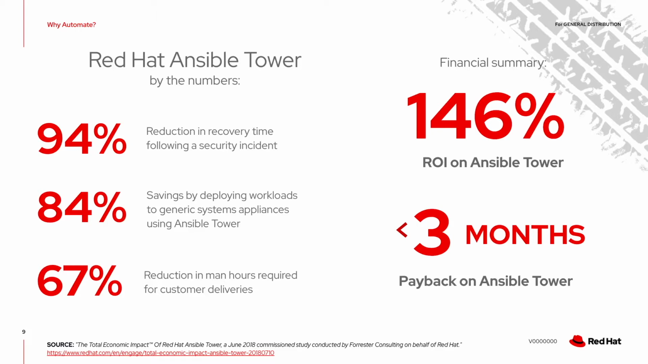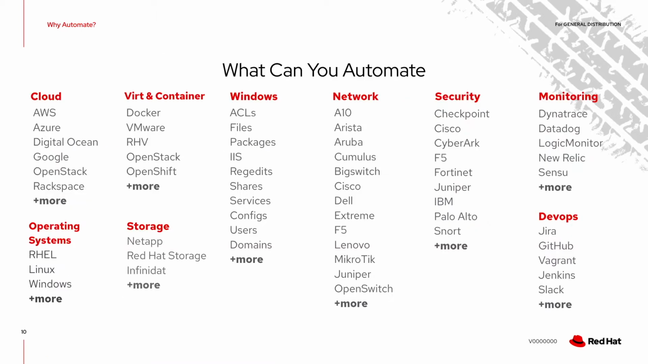Well, what can you automate? After all, we're talking about automation. Well, the question would probably be better phrased, what can't you automate? So you can see here, the lists go on, and this is by no means an exhaustive list. You can automate cloud, you can automate virtualization and containers, you can automate Windows machines or network devices, storage devices, operating systems, DevOps systems, monitoring systems. The list goes on and on. So that's why you want to automate.